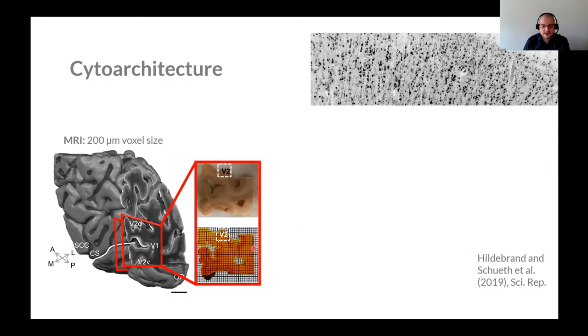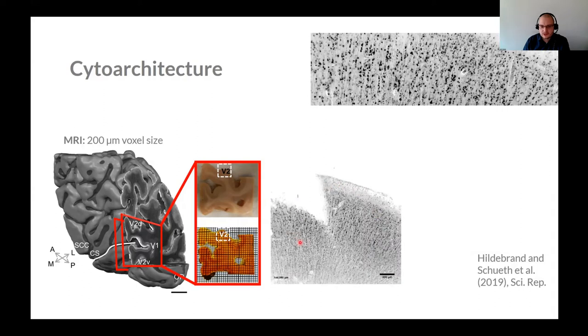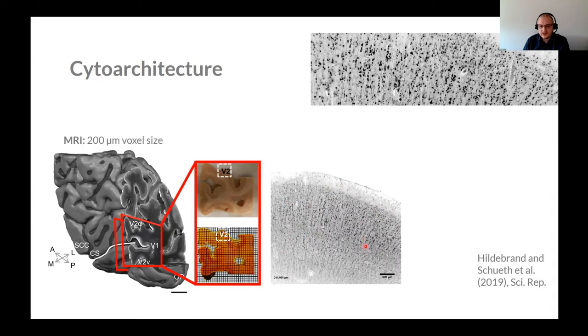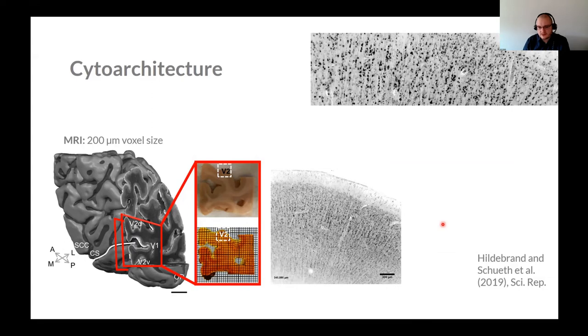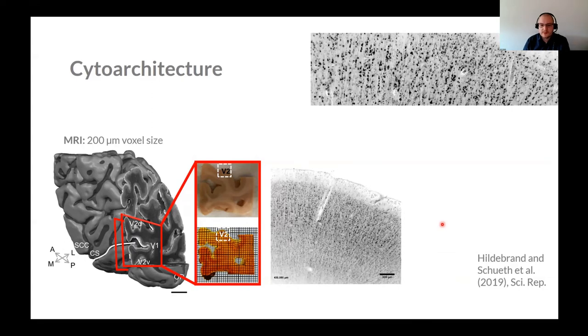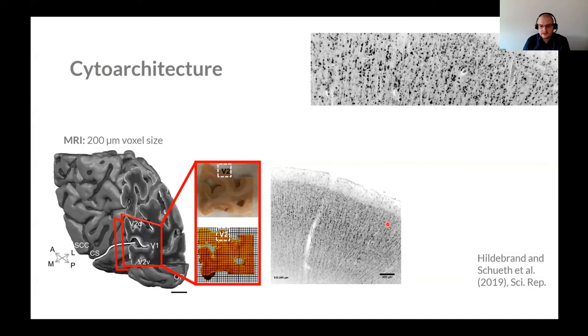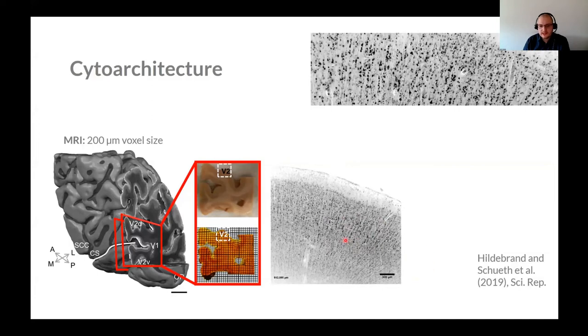And then for the clearing part, I developed Mesh, which is pretty much an adaptation of the iDisco Plus protocol with some tweaks and an additional bleaching step and so on. And I also invented multiple ways of labeling the cytoarchitecture with very inexpensive organic dyes, which are also used in standard bright field histological stainings. And which have the nice advantage that, as we heard, penetration is an issue, and these dyes seem to penetrate really well.